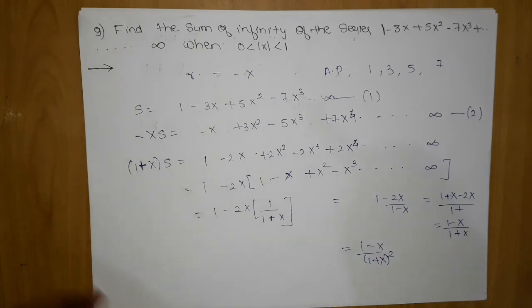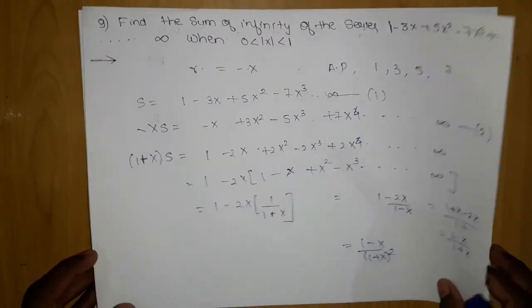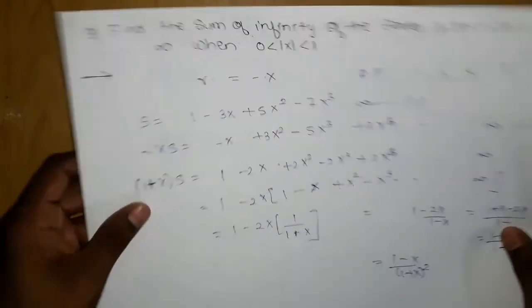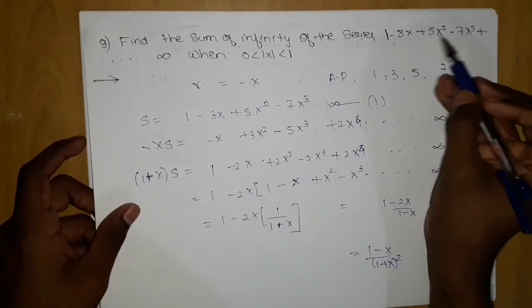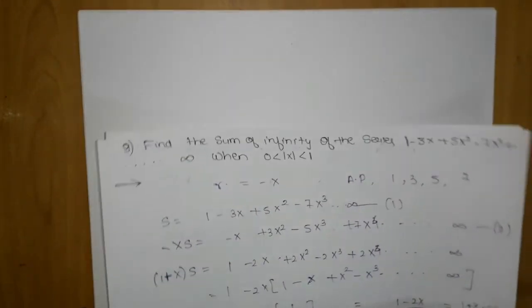So this was the 9th problem. Let's move on to the 10th problem. Nothing great was there. You just need to not get scared of alternate minus signs. That's the thing I wanted to tell you in this question. The common ratio you always take negative, that is normal. You have learned this thing also. Now let's move on to the next problem.